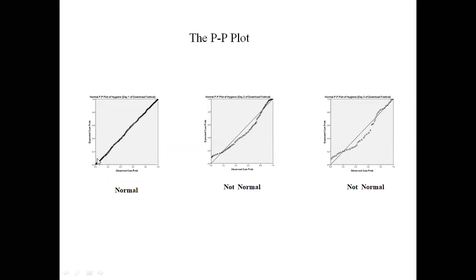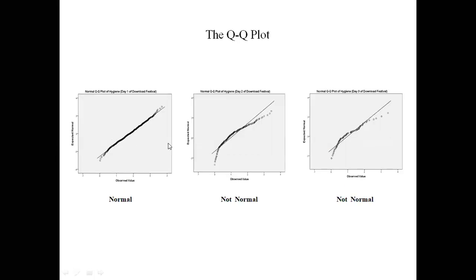every observation, or this error term, should lie on the diagonal line. If these observations deviate from the principal diagonal, it means the data is not normal. The third way is the QQ plot, which is the same as the PP plot. All the observations should lie on this particular principal diagonal. If they deviate and curve, then we can say it is not normal.